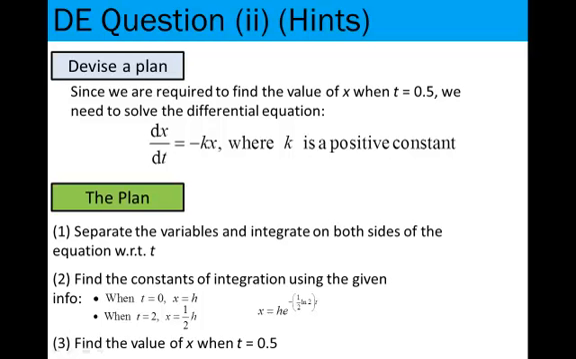So that's all the hints for this particular practical problem in your differential equation tutorial. I hope you enjoy yourself trying to solve this question.